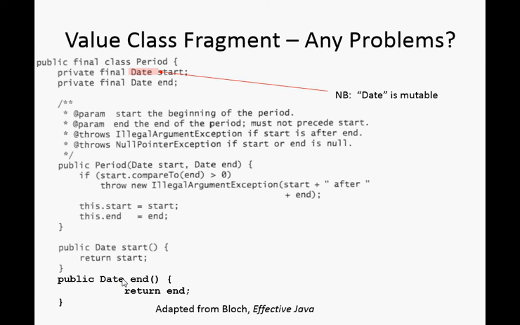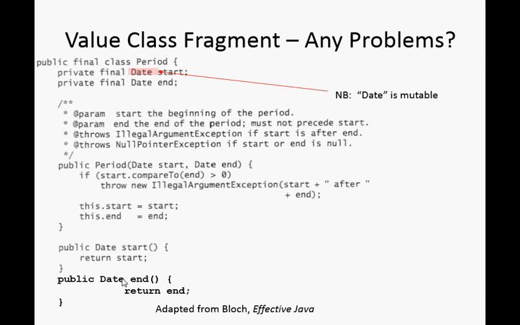Do you understand that point? These things are mutable. Start is just a reference to some mutable object. If someone calls the start method and gets back a reference to that mutable object, they can then change it. And start here will be referring to that changed date. And poor Period doesn't know anything about it. It doesn't know that the date changed.